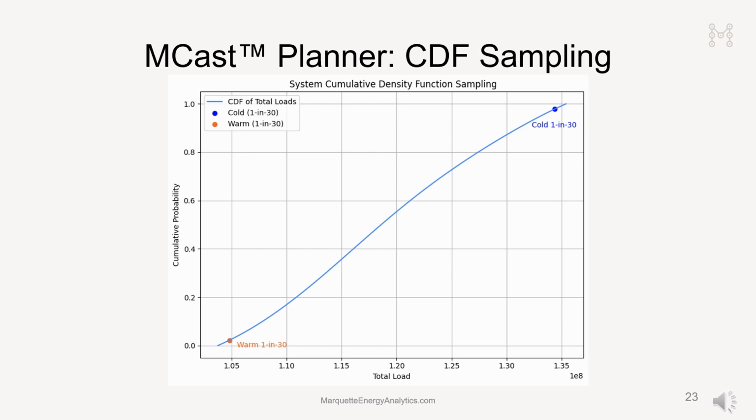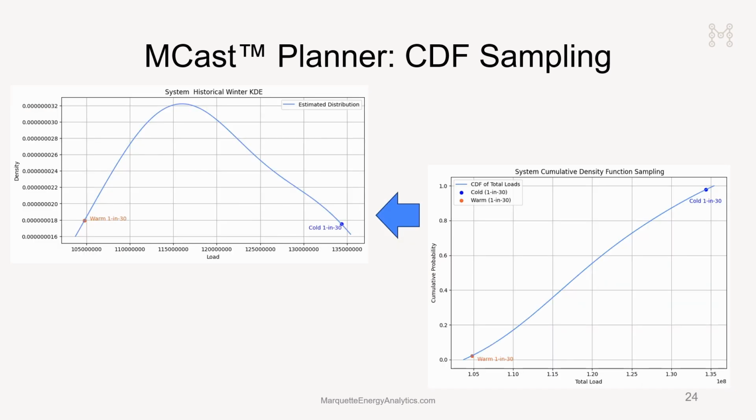Alternatively, for predicting 1 in 30 lowest demands, also known as warm 1 in 30, we can sample the CDF at the opposite end, where only 3.3% of data points fall below our sample point. So you can see that by strategically sampling CDF points in this way, we can start translating our probability model into more interpretable insights. Now, to complete the picture, we can take these probabilistic load values from our cumulative distribution function on the right and map them back onto our kernel density estimate on the left. This helps us visualize in another way how our sampled probabilities correspond to real-world demand scenarios.